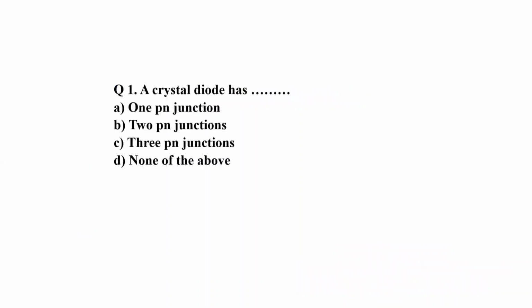Question one: a crystal diode has how many junctions? The options are 1 PN junction, 2 PN junctions, 3 PN junctions, or none of the above. Definitely, a crystal diode has only 1 PN junction. So the answer is 1 PN junction.